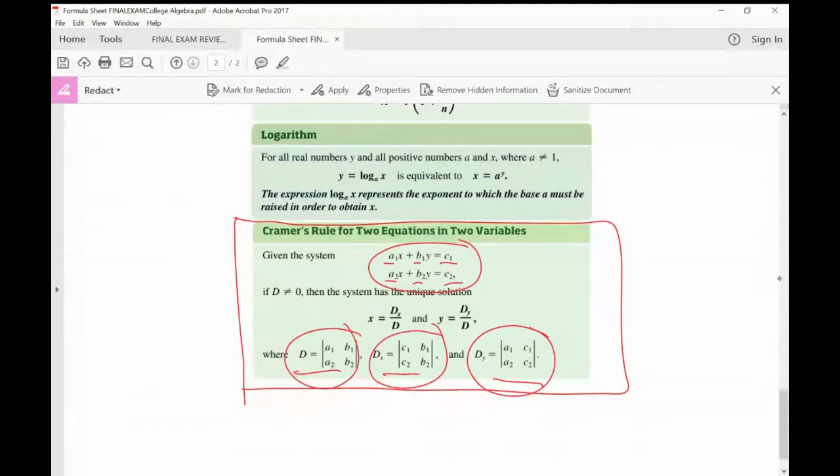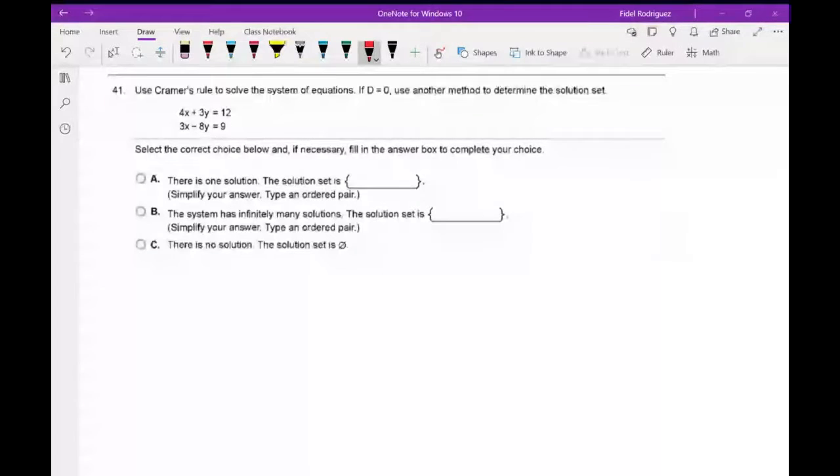So let me stop sharing this, and let me come back and share the review again, and we can go ahead and do that. Okay, so the first thing we're going to do is find the D determinant. The D determinant just says we're going to use those values right here. So this is going to be a 4, a 3, a 3, and a -8.